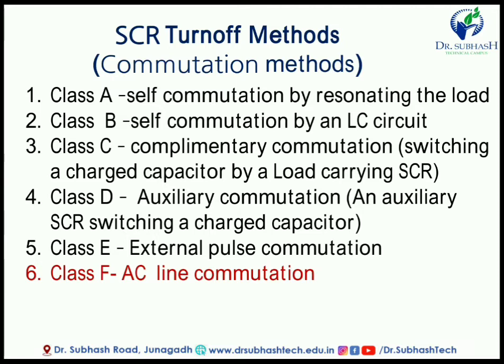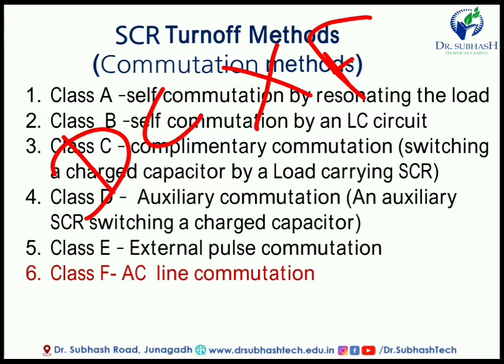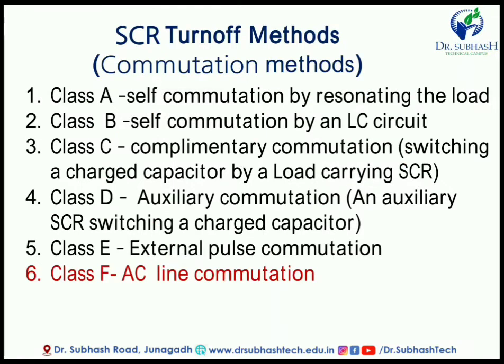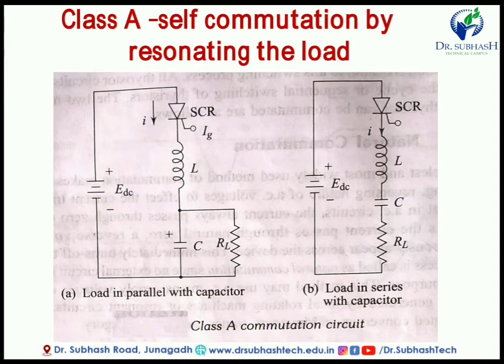Now the basic difference between AC and DC: in DC there is no f, meaning no frequency. In AC some frequency is available. In this slide the different types of commutation methods are there. Now let's start one by one, so we can easily understand the commutation methods. The first one is class A commutation method, by resonating the load.